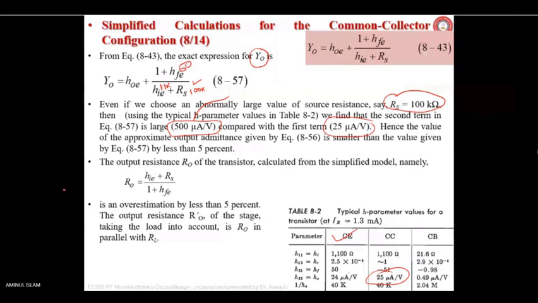Yes, sir. So the output resistance RO of the transistor is 1 upon that YO. Calculated from the simplified model, RO equals this, which is an overestimation by less than 5%. So the output resistance RO prime of this stage, taking the load RL into account, is the RO and RL in parallel.